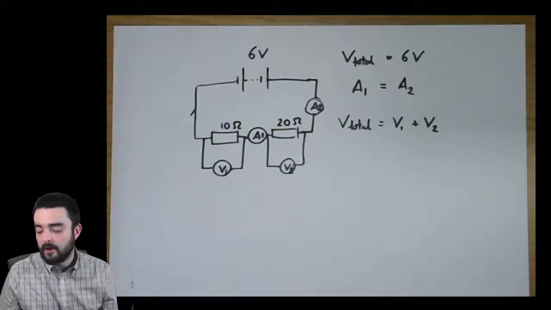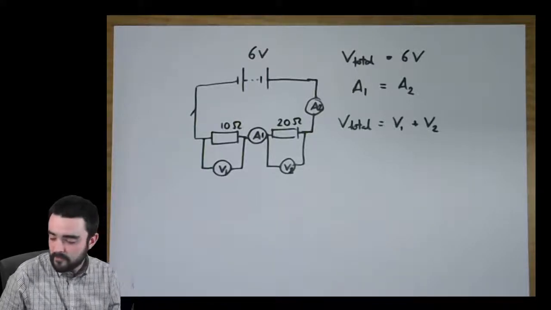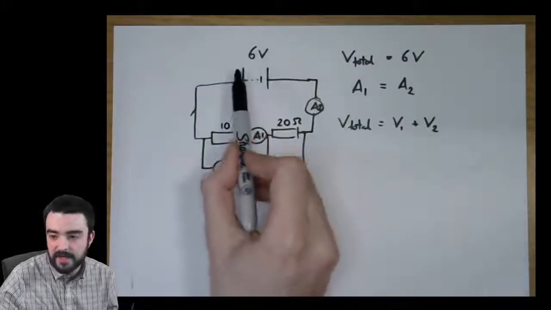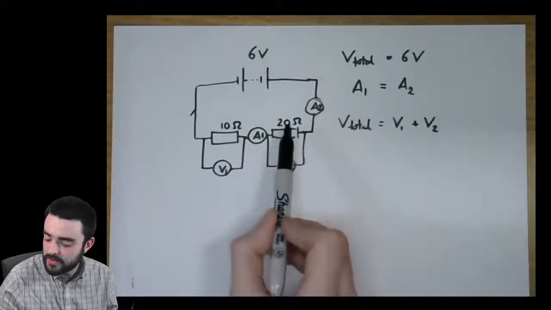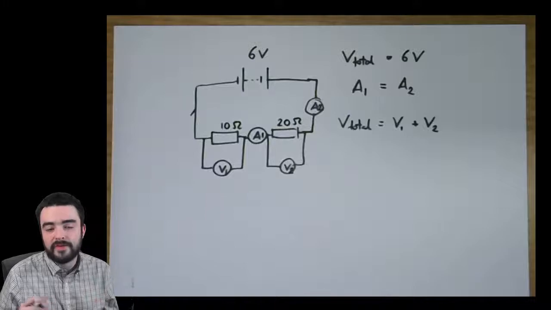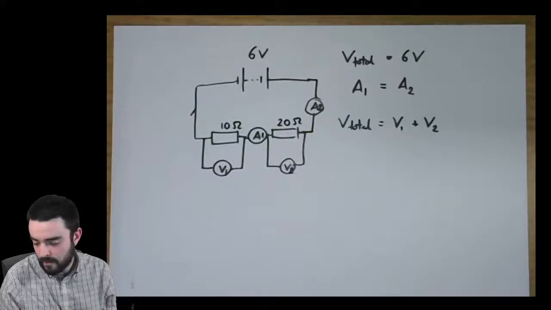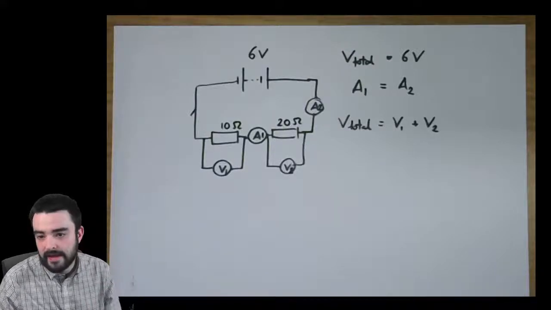Okay, now, but how can we work out how much energy is going to be transferred to it? Well, if there is 6 volts in total, and the total resistance is 30, well, we can work out what the different proportions are going to be. But we'll get to that in a moment.